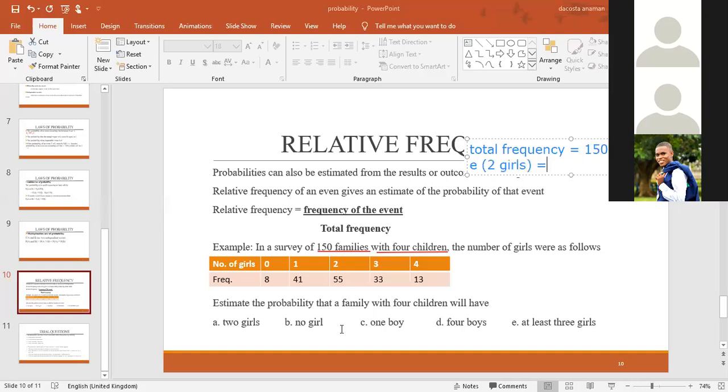That will be equal to what? And the frequency is 55, as you can see. The number of girls is what? 2. And the frequency is 55. So the event of the families having 2 girls is what? 55.